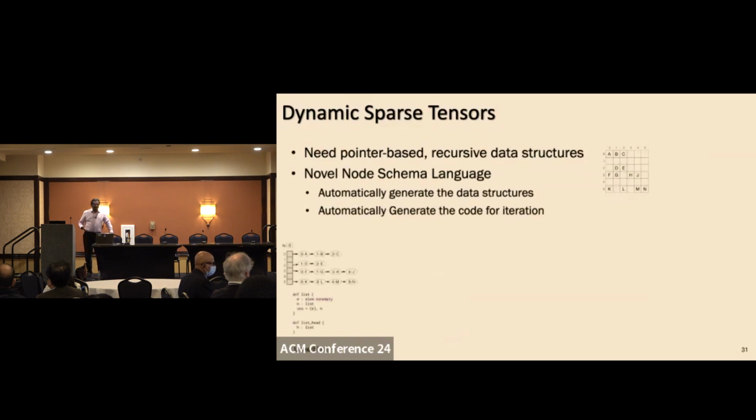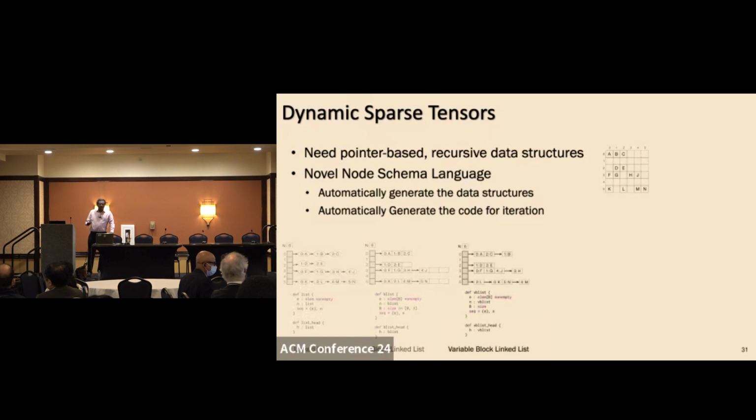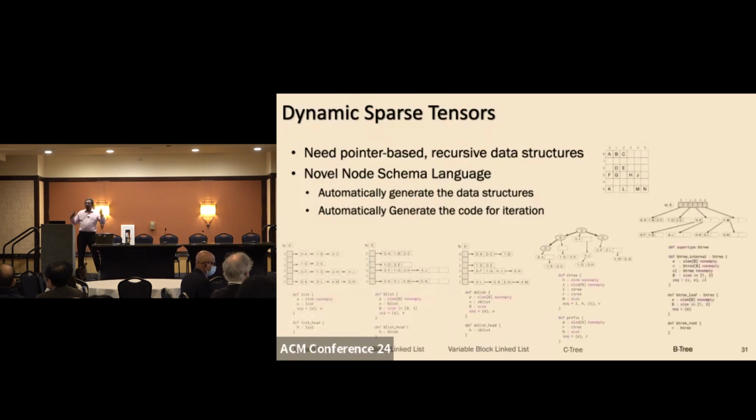So I can just have a simple linked list. I can do a block linked list in here. Why different data structures? Because depending on the amount of insertions we do and the type of computation we do, different data structures win out. So there are more complicated variable block size data structures, C trees, B trees, all these data structures. Now we can generate them, and also we can generate iterators, optimal iterators that go over the data structure.